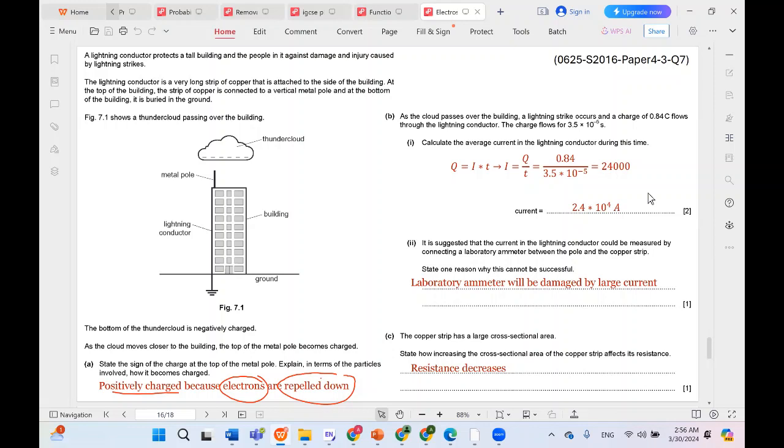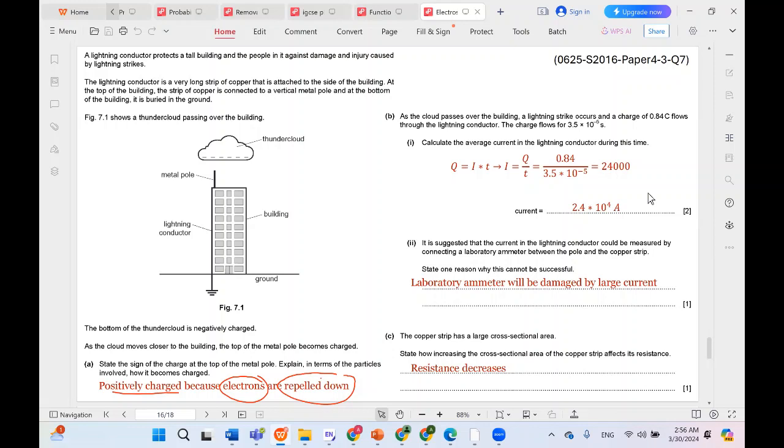In question B, we're told, as the cloud passes over the building, a lightning strike occurs and a charge of 0.84 coulombs flows through the lightning conductor. The charge flows for 3.5 times 10 to the power of negative 5 seconds. Calculate the average current in the lightning conductor during this time.